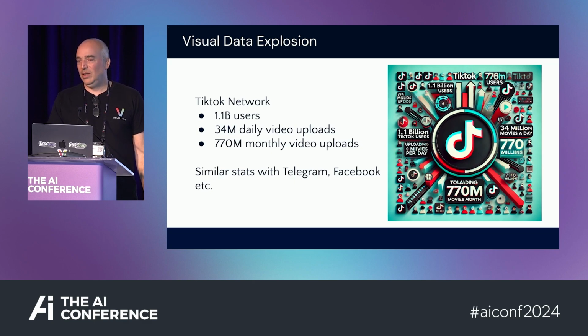For example, one of my favorite networks is TikTok. It's a crazy user activity network, with more than 1 billion users. They upload slightly less than 1 billion videos a month. So maybe they are a little lazy, not all the users are working all the time. But all the other networks are kind of similar. Telegram has close to 1 billion users, Facebook has 3 billion users, and so on. So the amount of visual data is really exploding, and we're trying to figure out what's going on there.